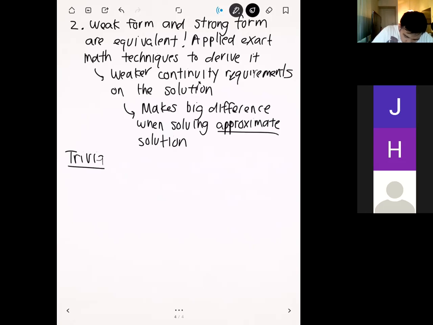Okay. One little piece of trivia, which in the grand scheme of things is not too important: if you've taken a structural mechanics class before and you've heard of the concept of virtual work, this whole exercise that we just did of deriving the weak form is exactly equivalent to the principle of virtual work.